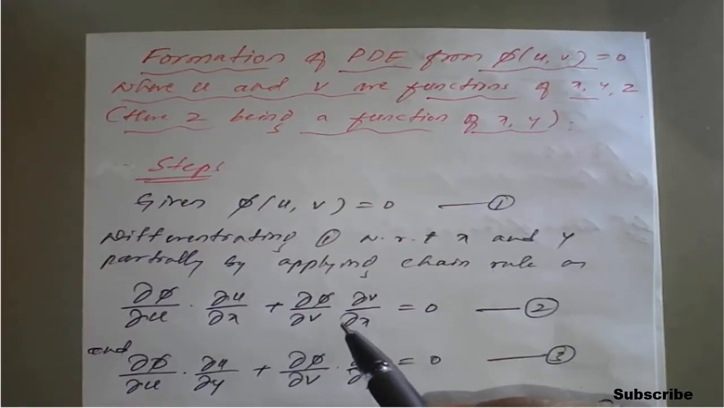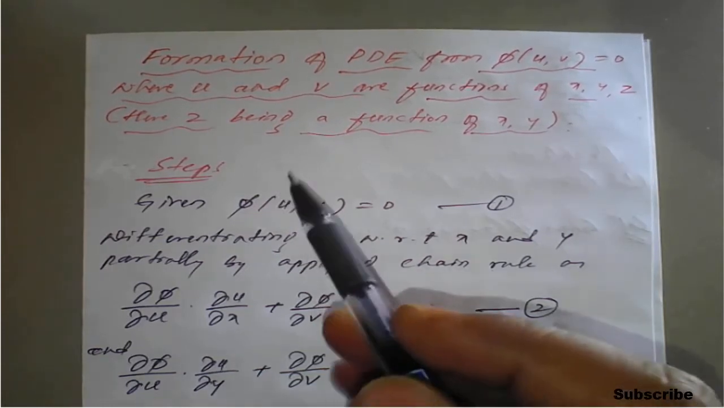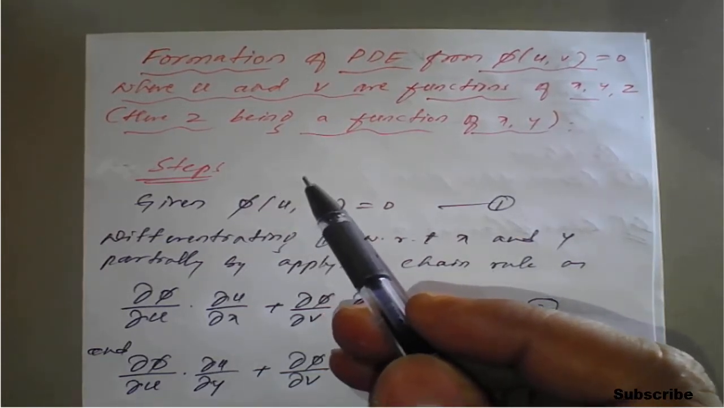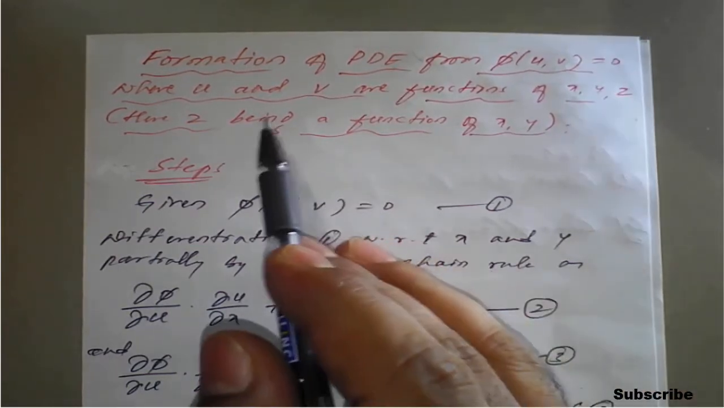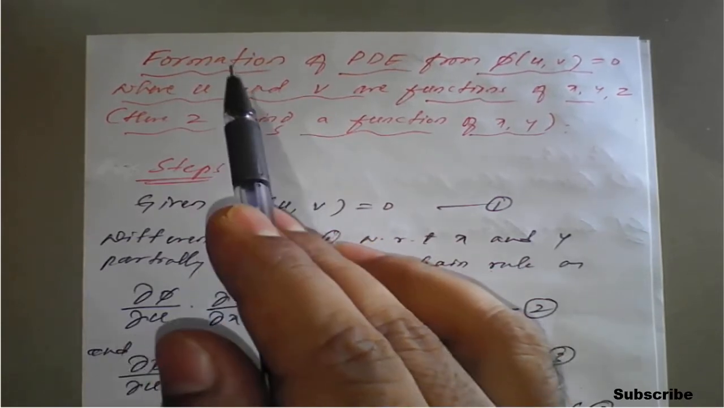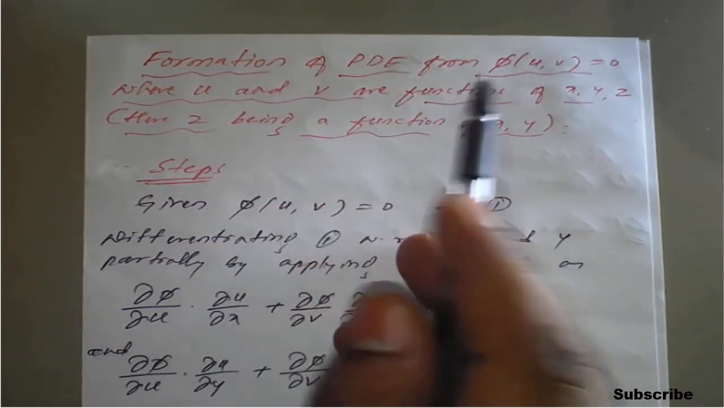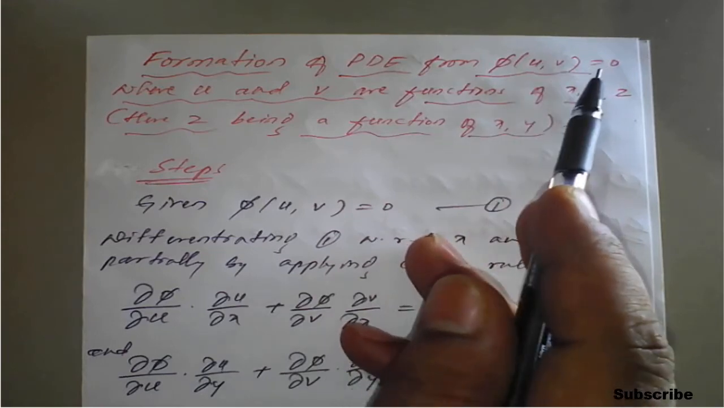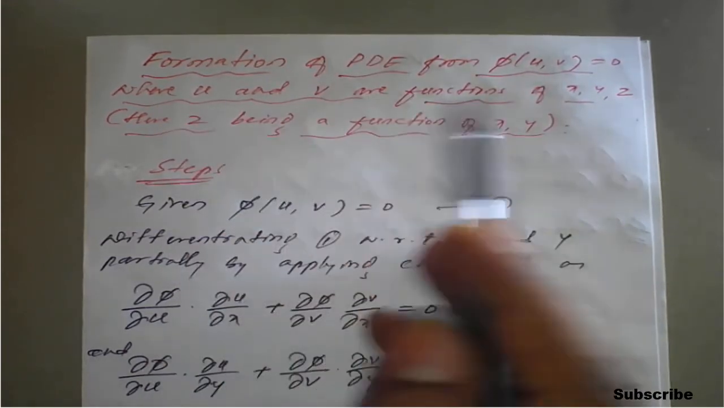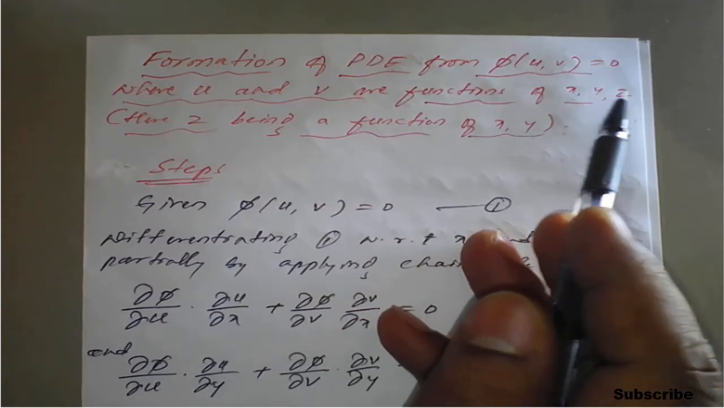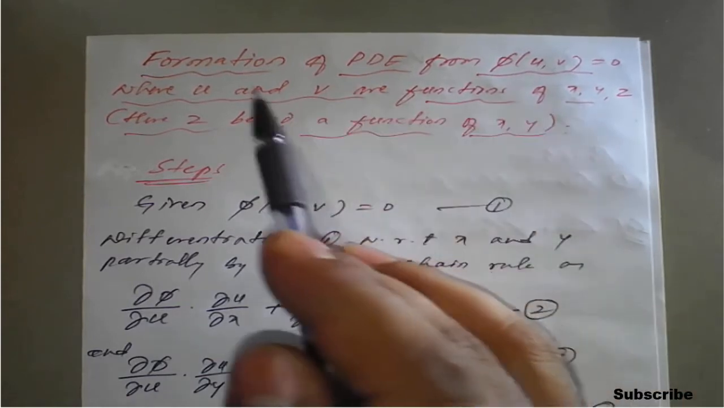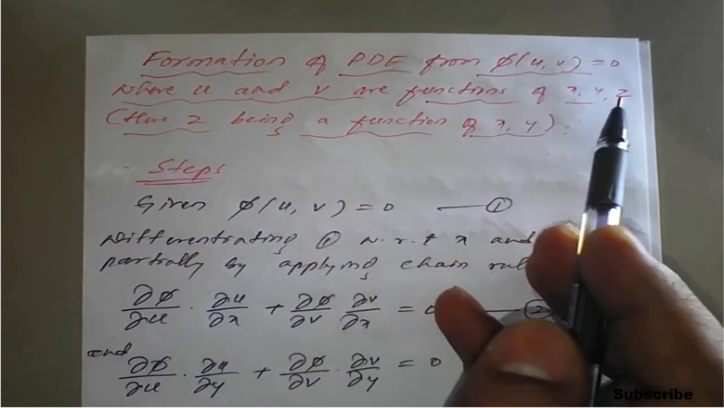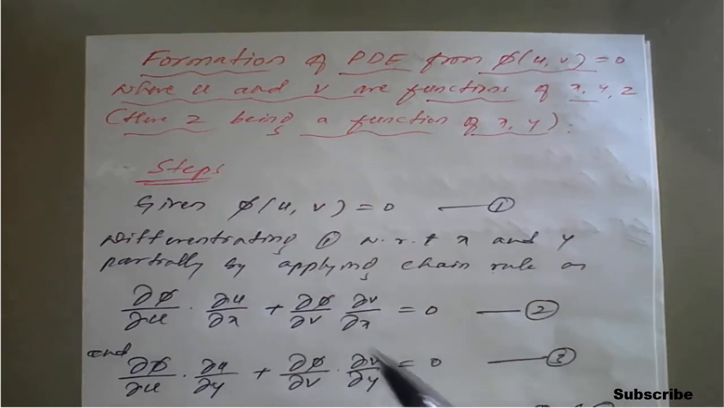Hello dear students, in today's class we'll see one more kind of example. This example also comes under eliminating the function, but in a slightly different way. Formation of PDE from phi of u comma v is equal to 0, where u and v are functions of x, y, z, but this z is a function of x and y only.